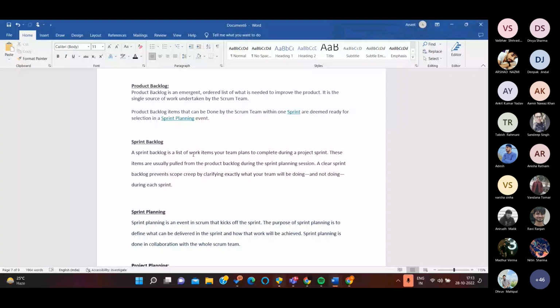At the same time, a sprint backlog is where we take chunks of work from the product backlog, and we complete them in that particular sprint. That is what a sprint backlog is.